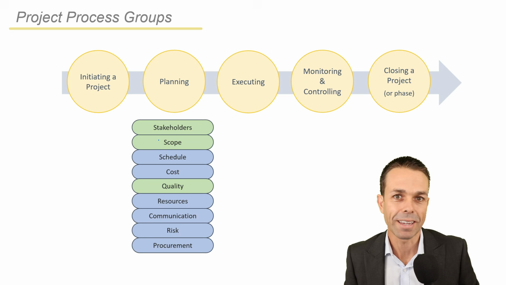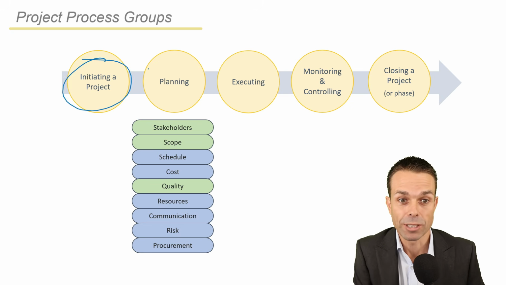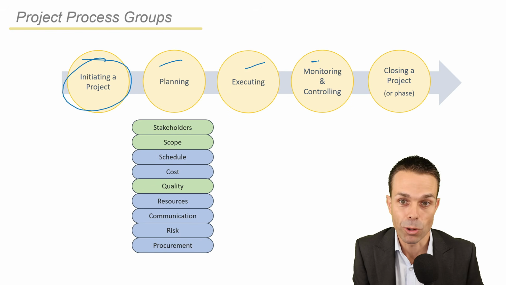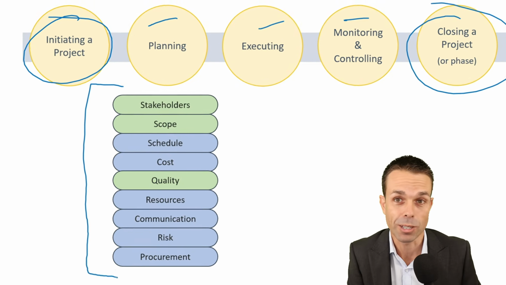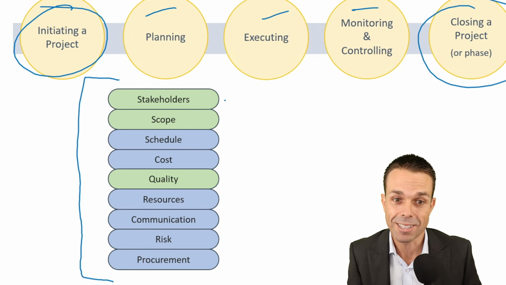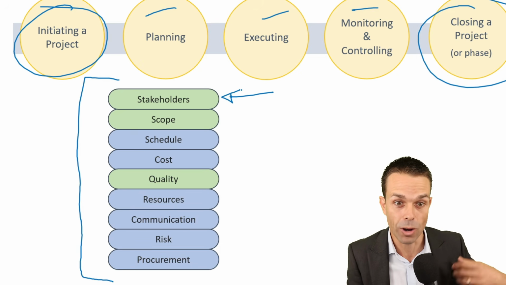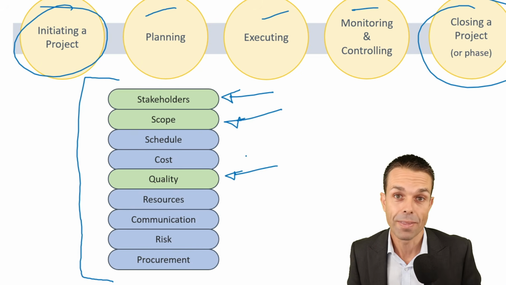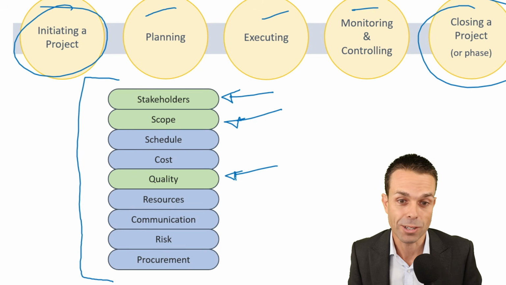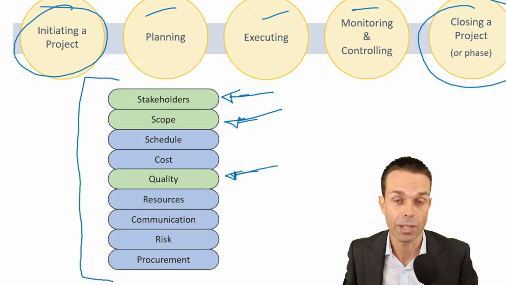But what does that look like in a project environment? Well, very simply, we have initiating our project and then planning, executing, monitoring and controlling and closing our project. And here are the knowledge areas that a project manager will typically go through. But for a business analyst, we mostly want to focus on the stakeholders to gather the requirements, the scope to make sure the solution matches those requirements, and then quality to make sure that it does match those requirements from our customer.